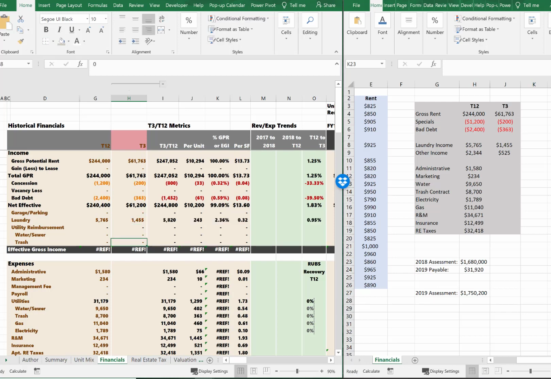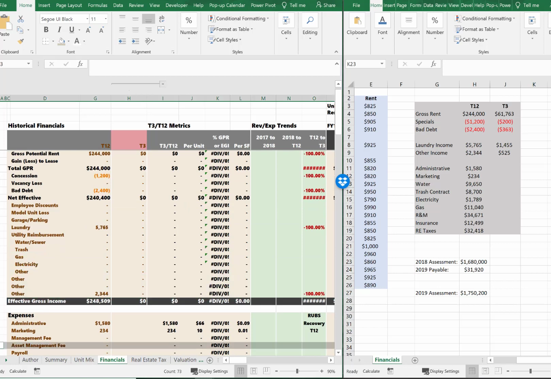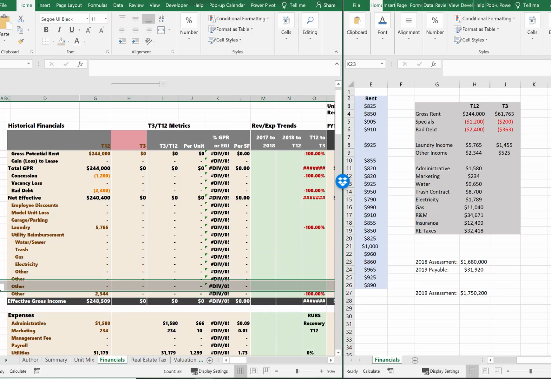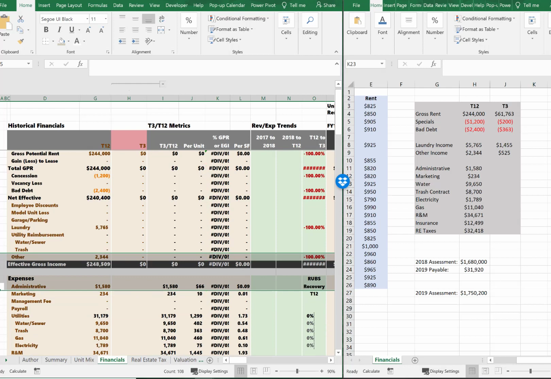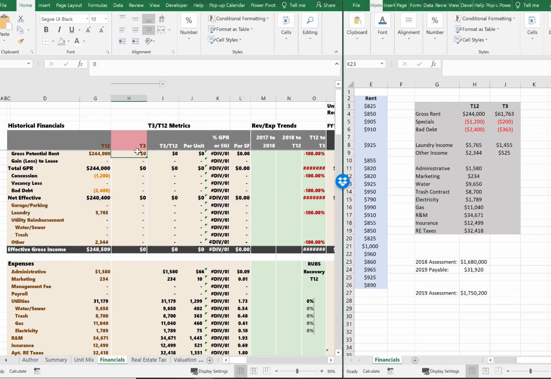Oh, looks like I deleted my other. I'm going to go back. Sorry. Accidentally deleted my other income item there, so bear with me for 1 second here as I get everything updated and correct. All right, sorry about that.